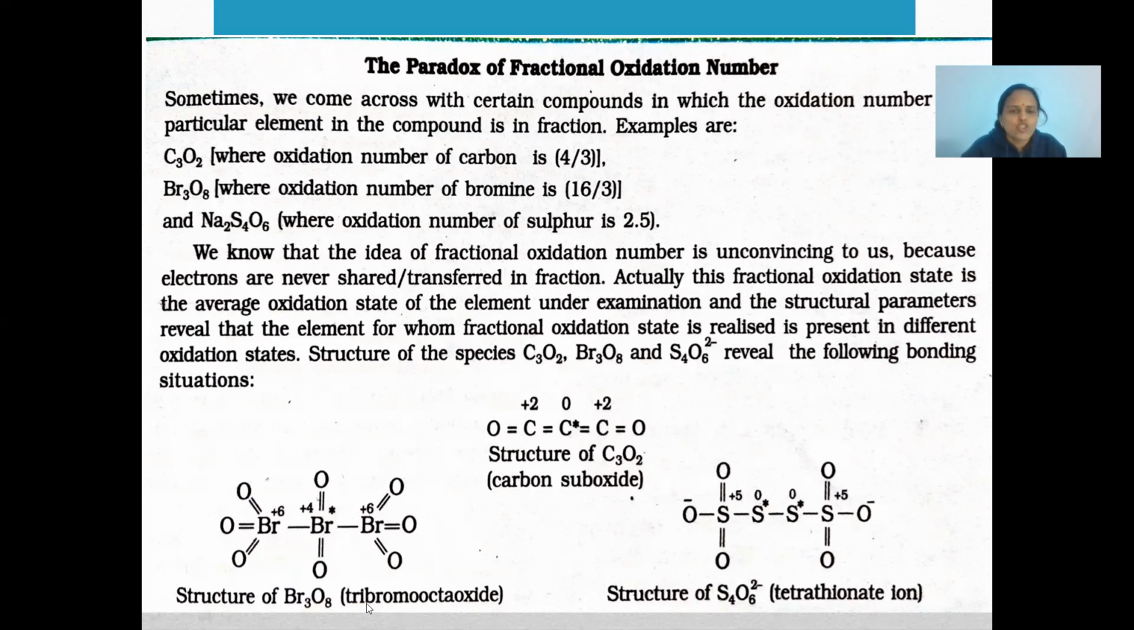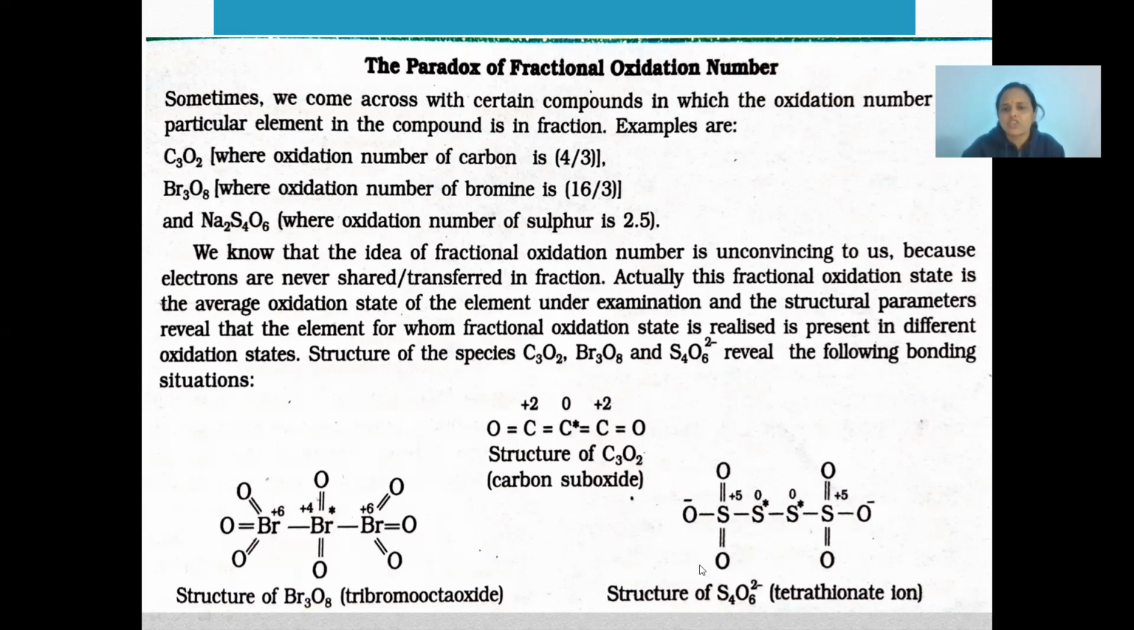Then when you look at the structure of Br3O8, in which the first Br is present here in +6 oxidation state. Second Br is present there in +4 oxidation state. And the third Br is present here in +6 oxidation state. So 6 + 4 is 10, plus 6, 16/3. That is the average oxidation state of this tribromine octaoxide.